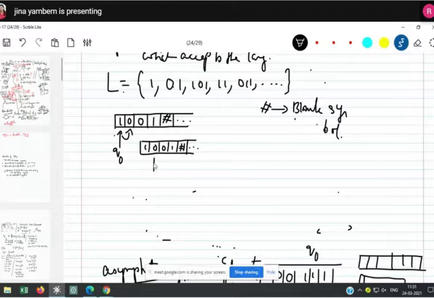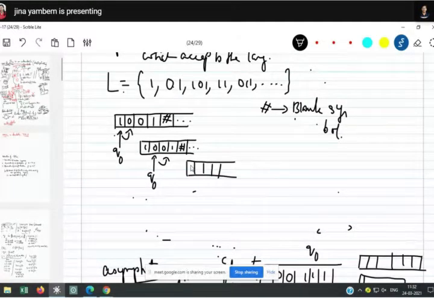So this will be Q0. Again, after reading 0 from the tape symbol, don't do anything. Just move towards the right side. I'm doing that one. Now, after this, if I read 1 from the tape, just move towards the right side.